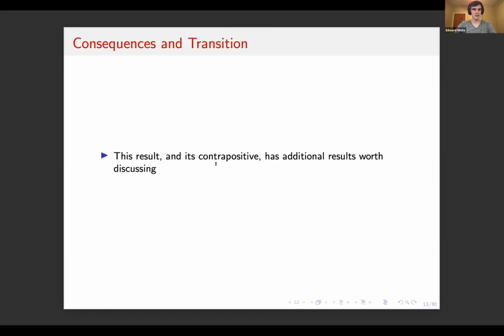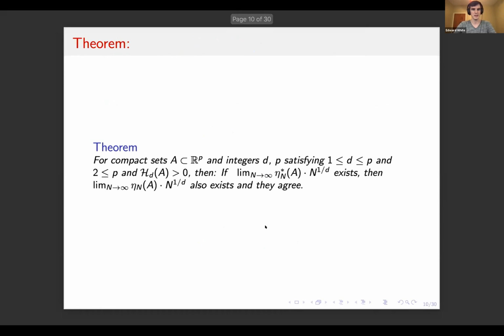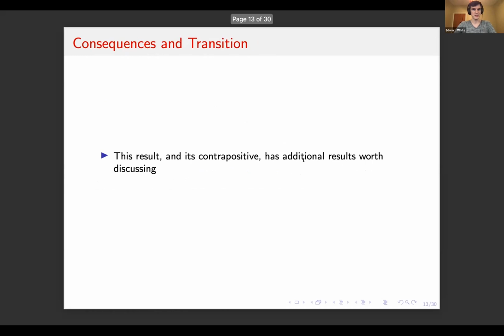And now this theorem and its contrapositive has some interesting results worth discussing. So I'll just go back to the theorem for a second. The theorem was the statement that if the limit for the unconstrained covering exists, then we're guaranteed that the limit for the constrained covering also exists, and they agree. Now, Austin will take it up from this transition slide and talk about how the contrapositive of this theorem has some interesting results on the stuff that he's been doing. So I'll stop sharing and allow Austin to take over.